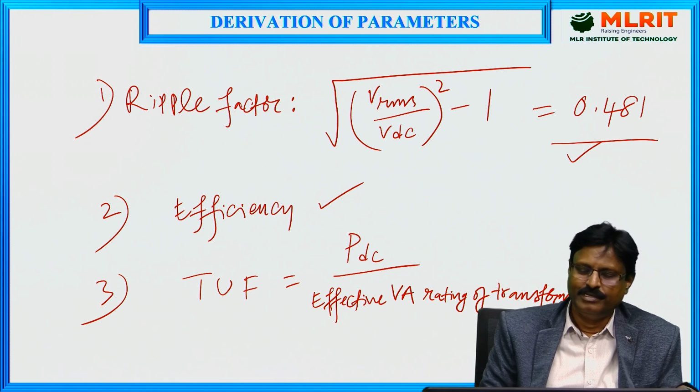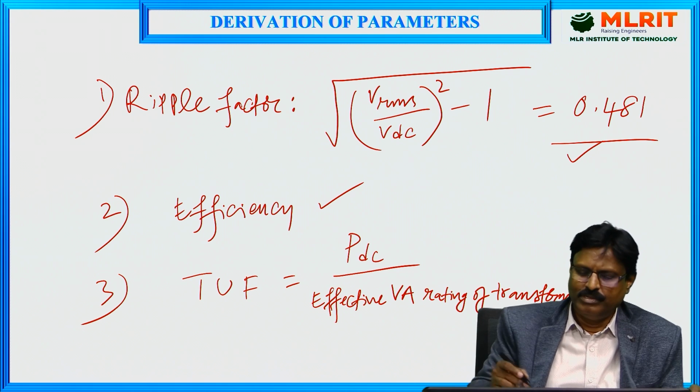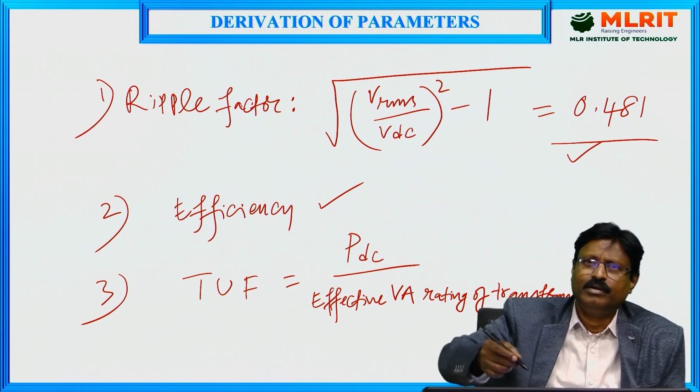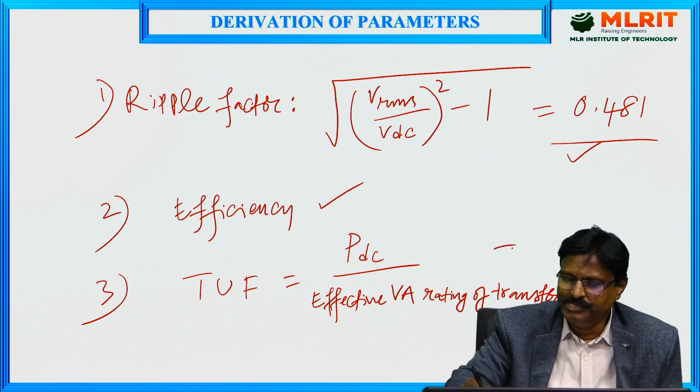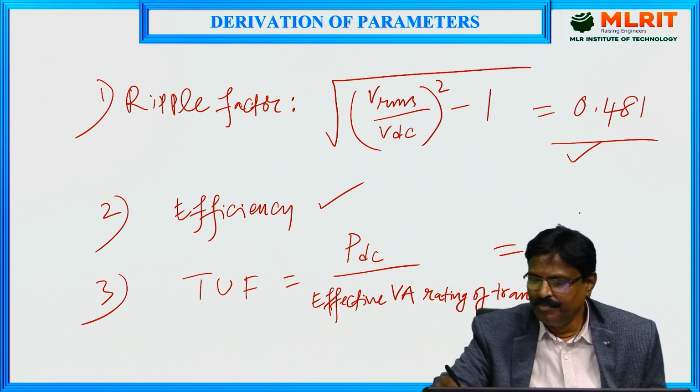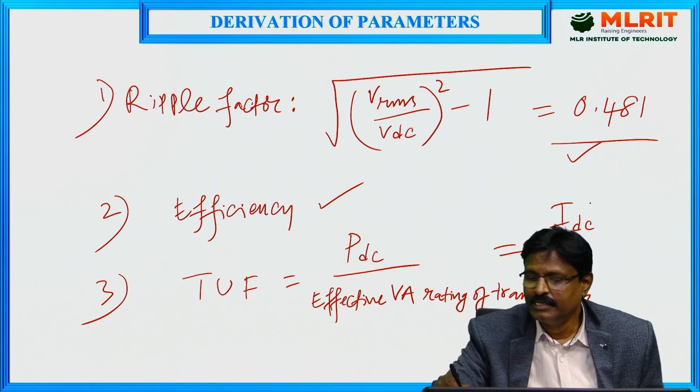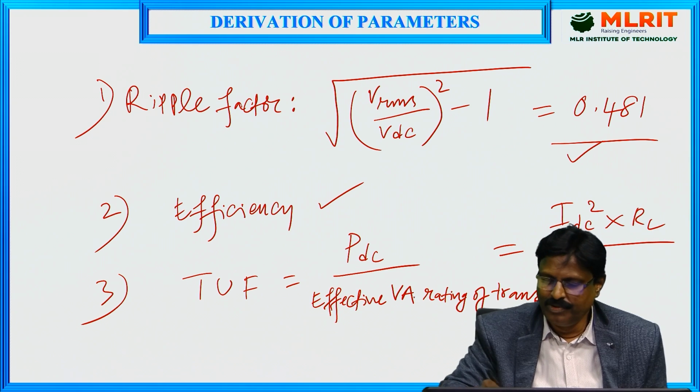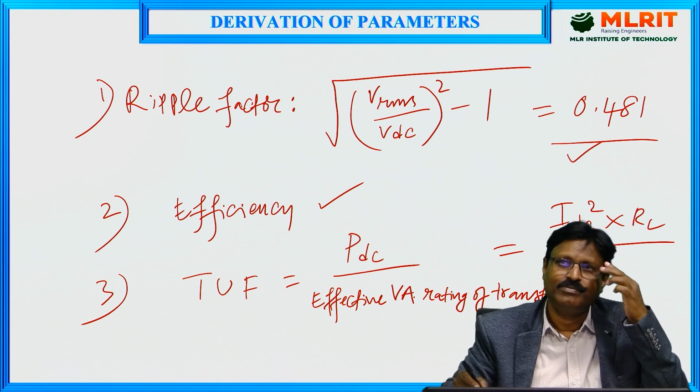But here it is a different case. So the TUF ordinary derivation, like we need to go for PDC, you know the PDC value. PDC is IDC square into RL. Okay. And what about voltage ampere rating of the transformer?